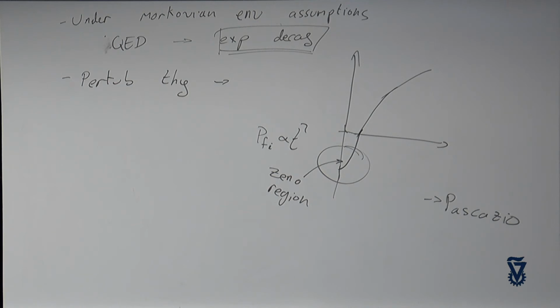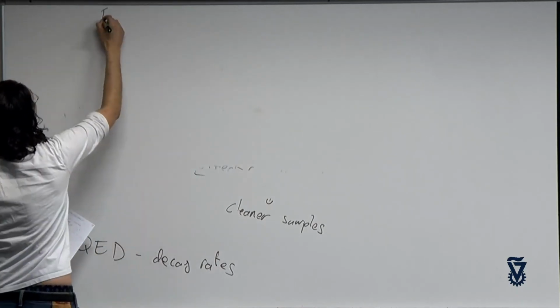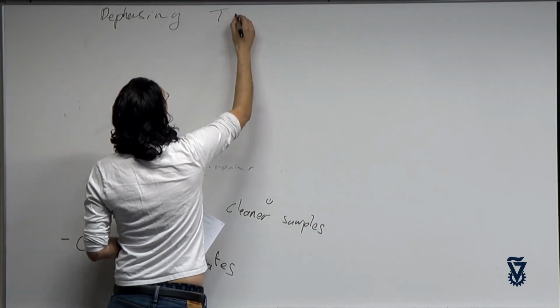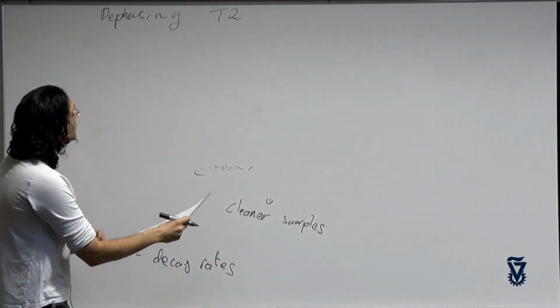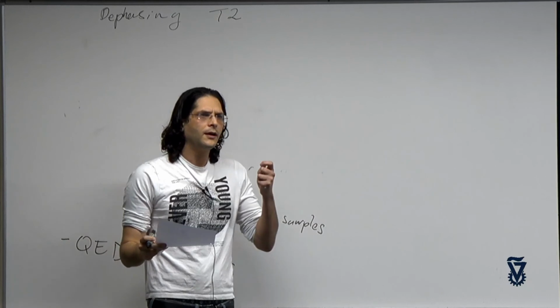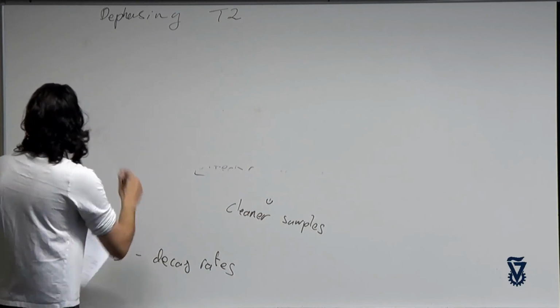The second thing that we want to talk about are dephasing times. So T2. And we understood already that the dephasing time is basically the loss of phase. And in an NMR system, there are several ways that dephasing can occur.